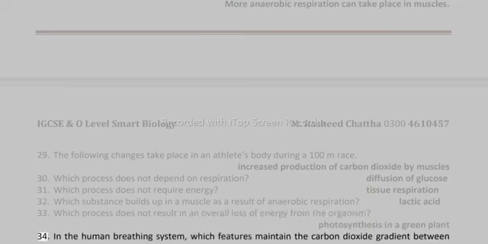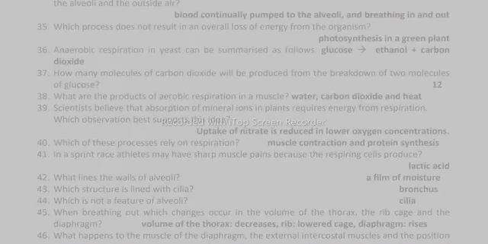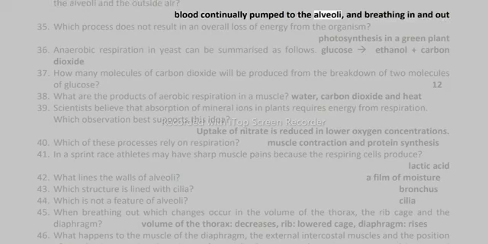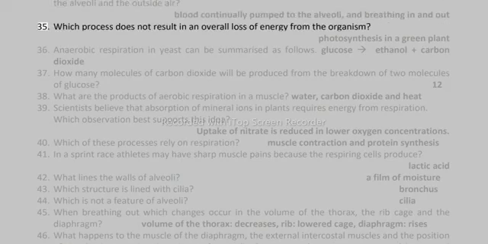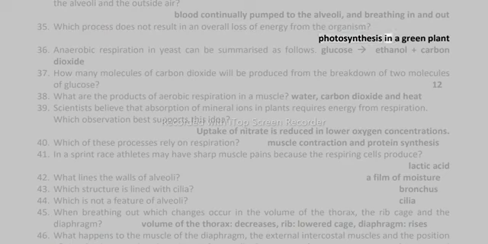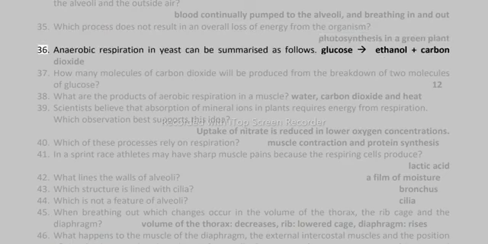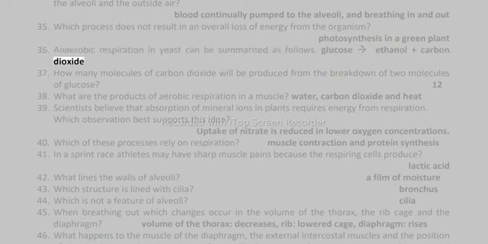33. Which process does not result in an overall loss of energy from the organism? Photosynthesis in a green plant. 34. In the human breathing system, which features maintain the carbon dioxide gradient between the alveoli and the outside air? Blood continually pumped to the alveoli, and breathing in and out. 35. Which process does not result in an overall loss of energy from the organism? Photosynthesis in a green plant. 36. Anaerobic respiration in yeast can be summarized as follows. Glucose → ethanol plus carbon dioxide.